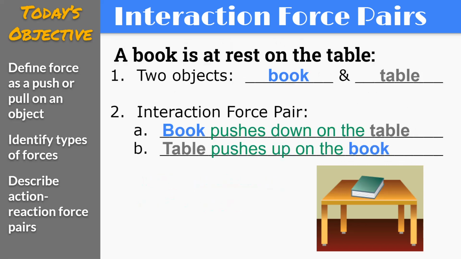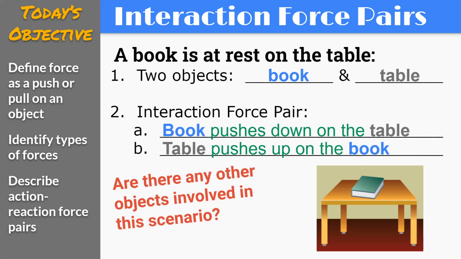So that's just a general rule, but this is pretty straightforward. I think y'all could probably come up with this on your own. So this would be an example of an interaction force pair. The book pushes down on the table, the table pushes up on the book. If I asked you which of those forces were greater, you would tell me that they are equal and opposite. That's what it means when we're talking about a force pair.